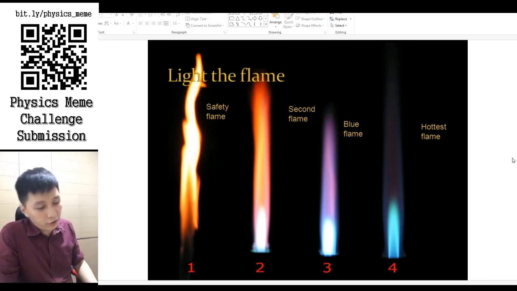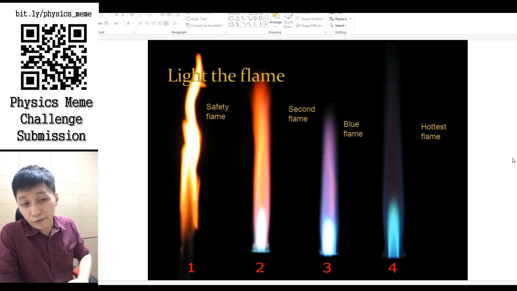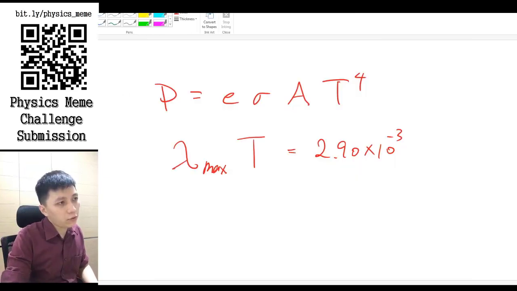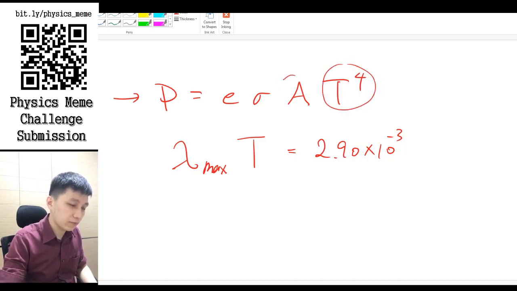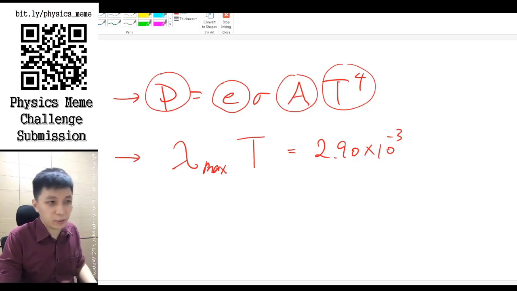Okay, I know. If I still don't tell you the reason why they are of different color at different temperature, you're gonna punch me in the face. So far we have talked about two equations in total. The first one is called the Stefan-Boltzmann equation, which tells you the relationship between temperature, surface area, and emissivity to the radiation power. The second equation that we have is Wien's Displacement Law.